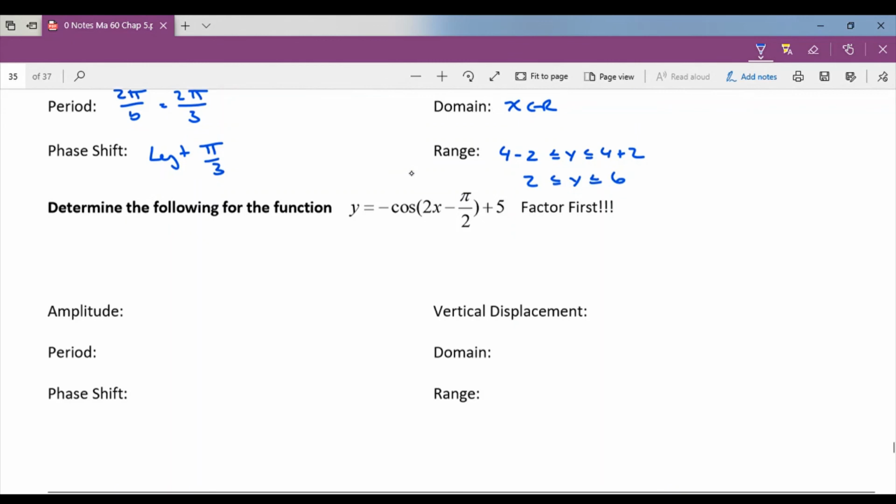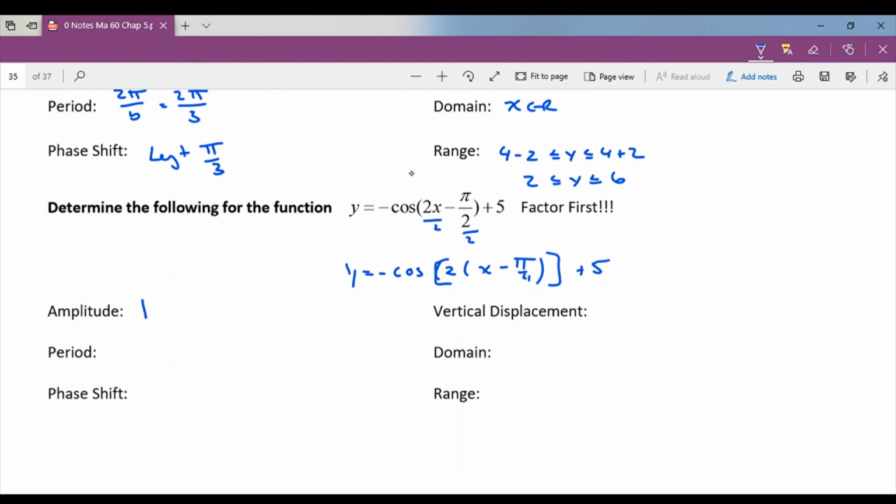Okay. First thing I'm going to do is factor out the b. So I'm going to divide each of these terms by 2. So I'm going to get, yeah, we'll just put a 2. This should be a square bracket. 2 bracket x minus pi by 4 plus 5. So the amplitude is 1, although I am going to have a reflection of the y values over the x-axis.